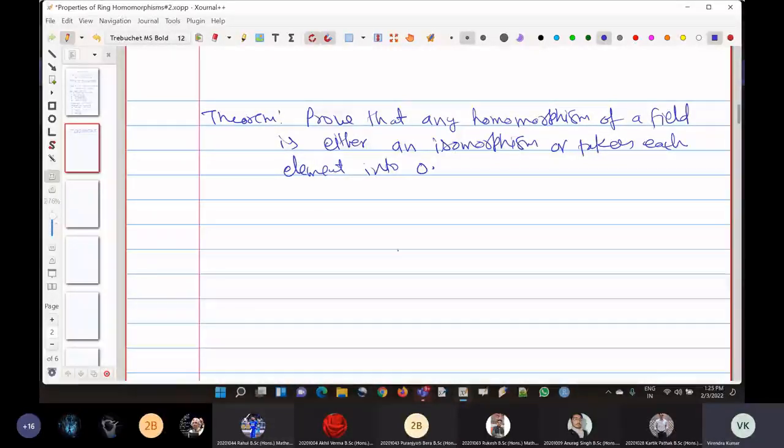If you are taking any homomorphism on a field, either it is going to become an isomorphism, which means that we need not verify it is 1 to 1, it is 1 to 1. Or else, if it is not an isomorphism, then it will take each element into 0. That is, this is going to be many to 1. So either it is 1 to 1 or many to 1 in this case. So let us see the proof.